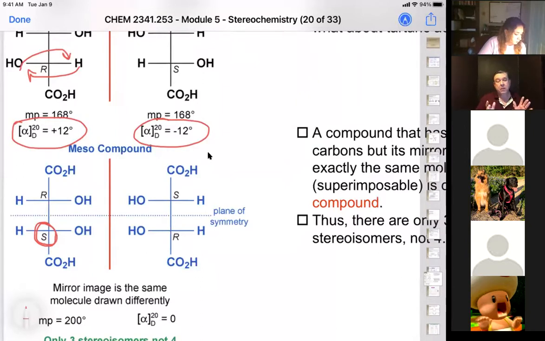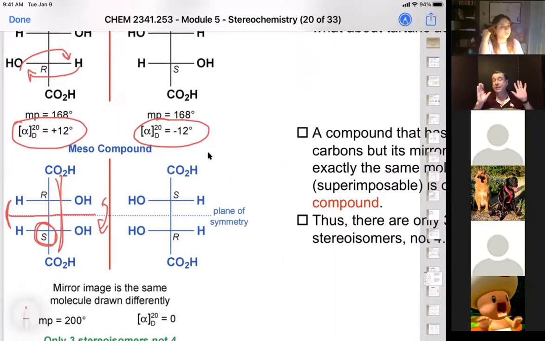First of all, if we draw a mirror plane, we have a mirror plane. We have OH and OH here. We have the carboxylic acid, hydrogen, hydrogen. All right, so at least that compound has a mirror image. Let's draw its enantiomer to make sure. So we go OH to OH, carboxylic acid to carboxylic acid, and then hydrogen to hydrogen.